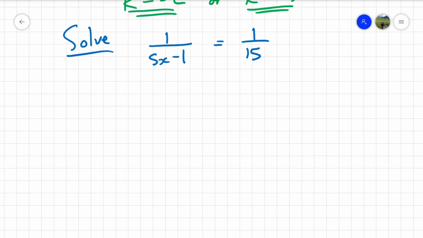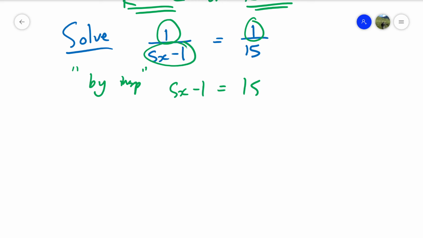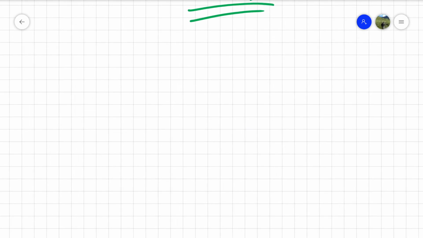Have a go at this in your own time. And by inspection, 5x minus 1 must be equal to 15 because there's a 1 at the top of the fractions, therefore the bottoms must be the same in order for the equal sign to be true. Plus 1 to both sides, 5x equals 16, divided by 5, x equals 16 over 5. Ta-da! Let's do the next question.